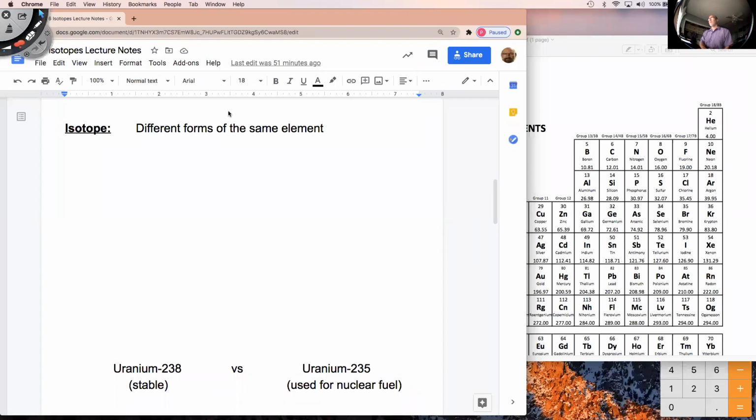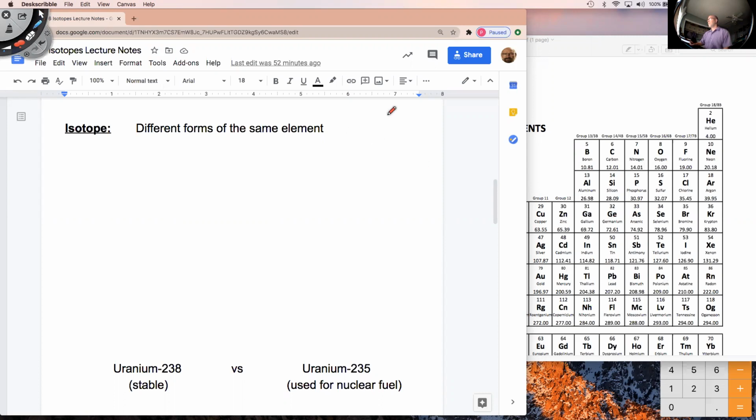So what is an isotope? An isotope is a different form of an element. So there are lots of different elements. All of these over here on our periodic table are elements.